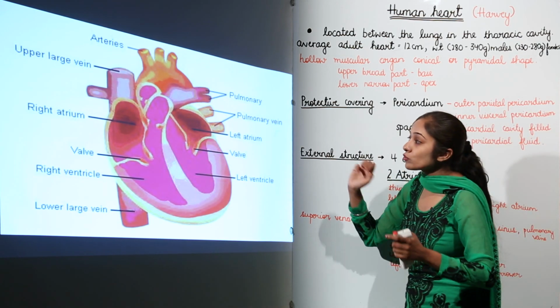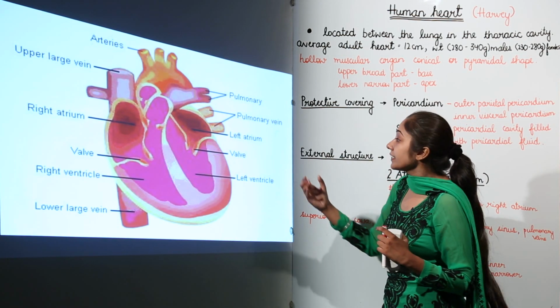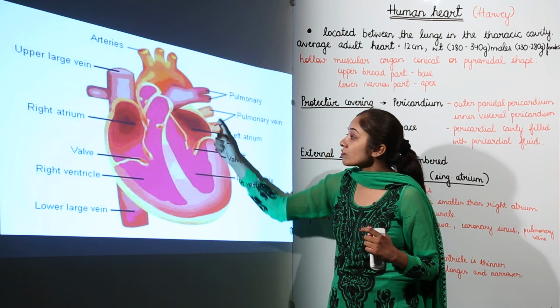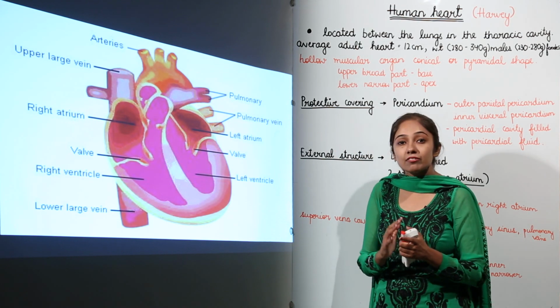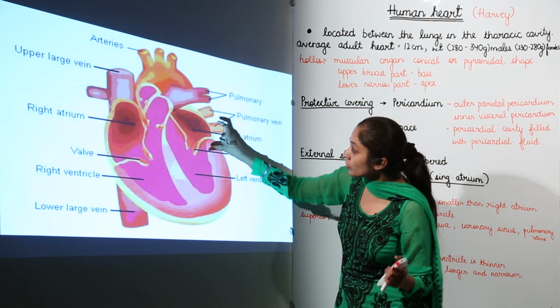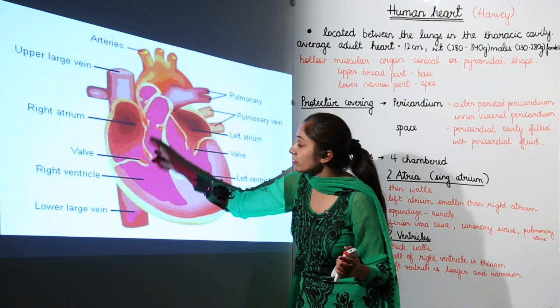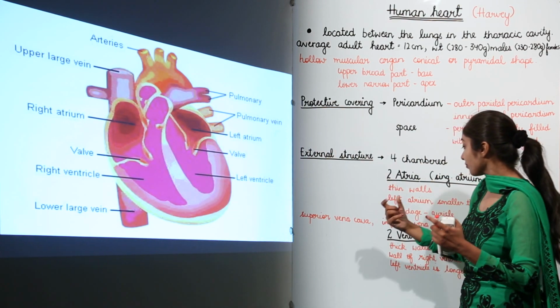Now look at the image very carefully. You can make out that the left atrium is smaller than the right atrium. The right atrium is comparatively bigger in size. You can make out the size difference between the left atrium and the right atrium, right?